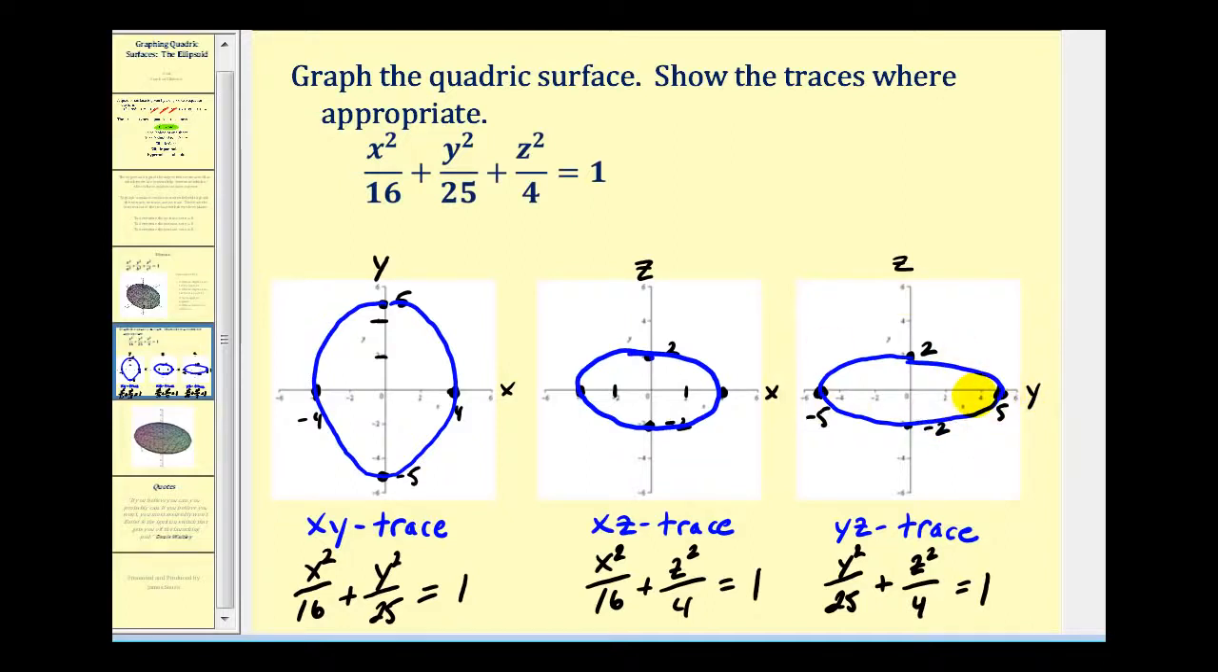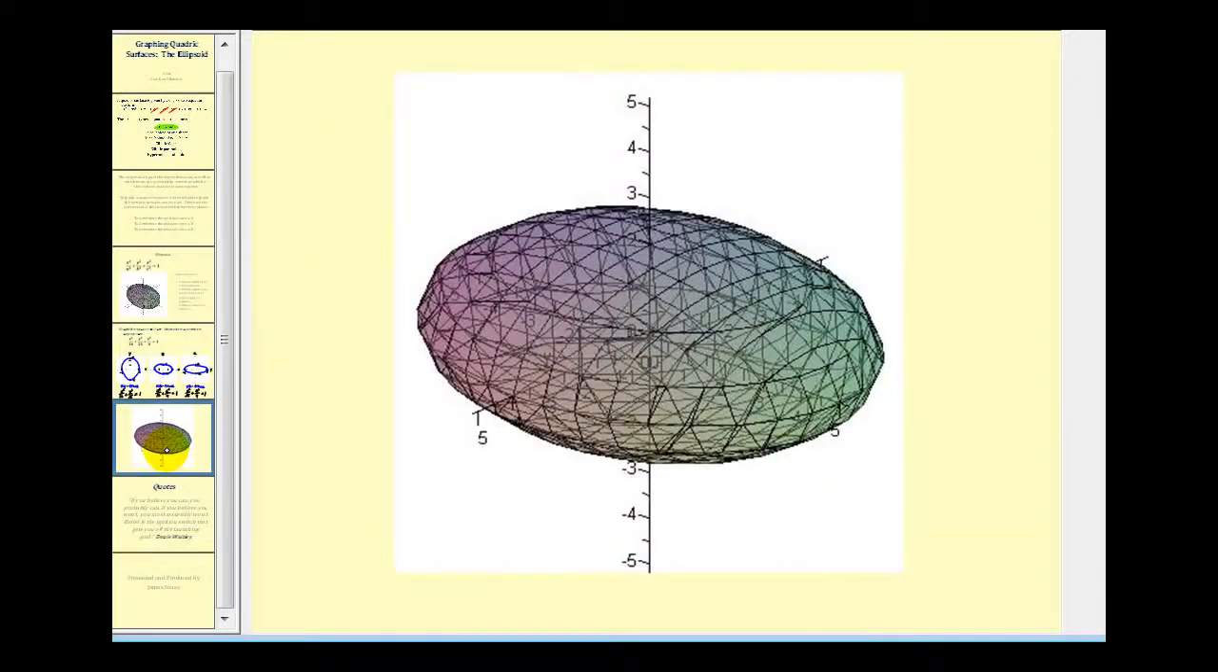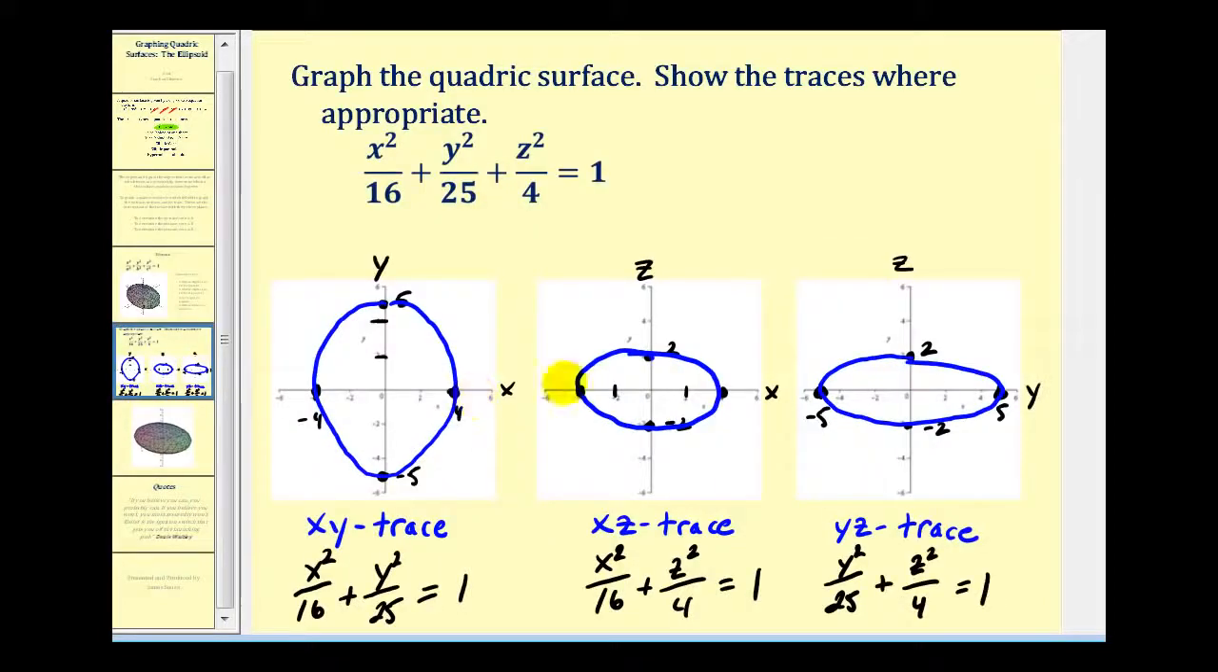Now at this point we could try to graph it by hand, but graphing software is so readily available these days, we're going to go ahead and graph this quadric surface using Maple. It would look something like this. And again, if we take a look at where this surface intersects the 3 planes, it would look just like what we had here as our 3 traces. If we take a look at this in a more dynamic graph, it'll become much more obvious.